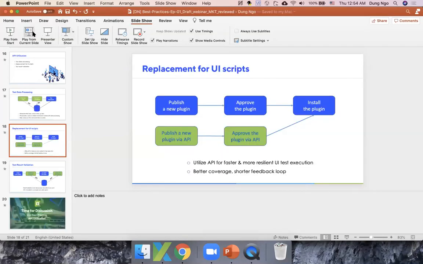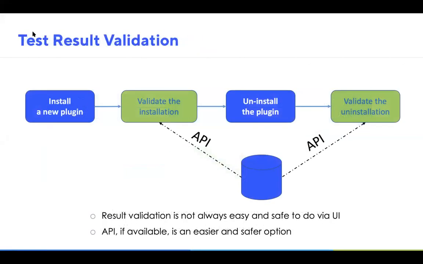All right. So last but not least is using API to do test result validation. A scenario that I put here is when you install a new plugin, you call the API to really validate the plugin has been installed already. Or when you uninstall the plugin, you validate again the uninstallation. Not all the time can you really do it easily with UI. Or sometimes maybe the UI works, but the thing is broken behind the scenes.